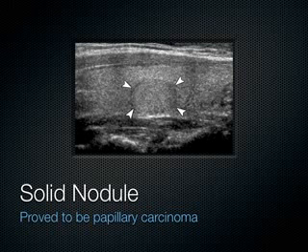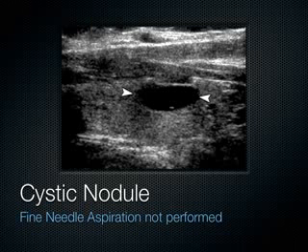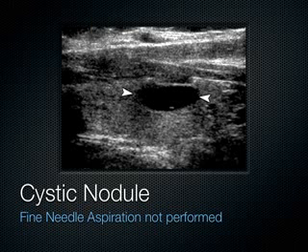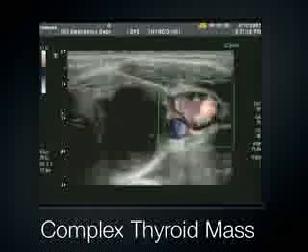Here's just a solid thyroid nodule. This turned out to be papillary carcinoma. And this is an example here of a cystic nodule. And under fine needle aspiration, this turned out to be a benign lesion. You can see it's just very simple, very cystic looking nodule with no internal components to it whatsoever.